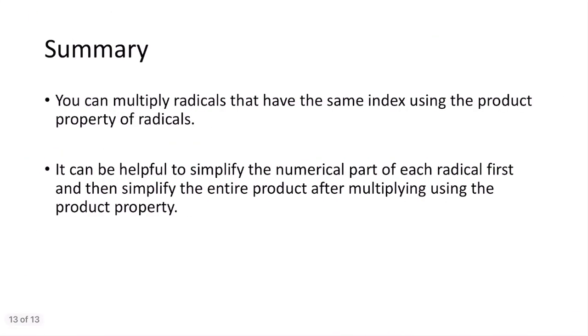So remember, you can multiply radicals that have the same index using the product property of radicals. It can be helpful to simplify the numerical part of each radical first and then simplify the entire product after multiplying using the product property.